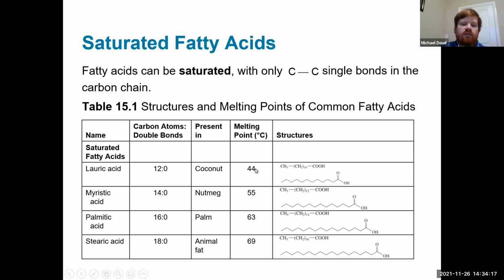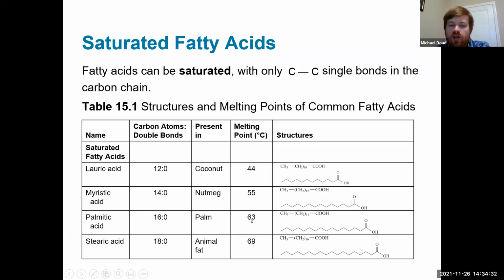Just pointing out here, all of these melting points are above room temperature. Coconut, palm oil, animal fat oil. I'm not sure about nutmeg. I just think of nutmeg the spice. I'm not sure what the relationship is here for myristic acid.